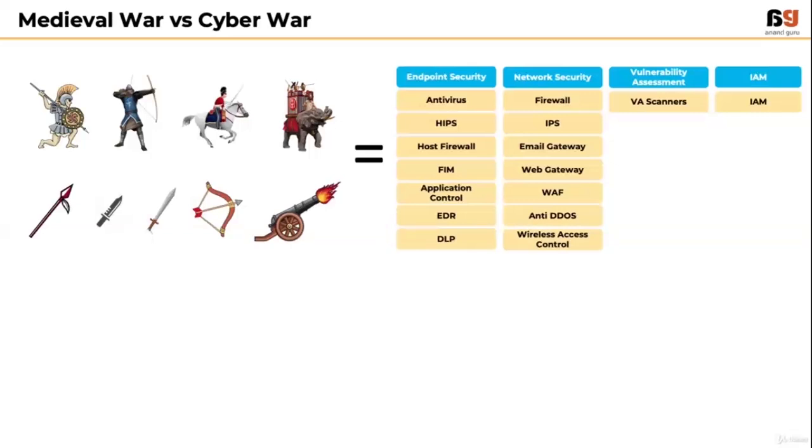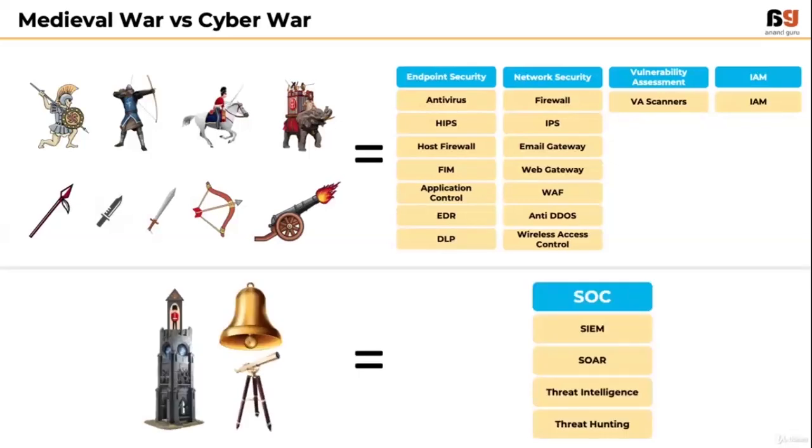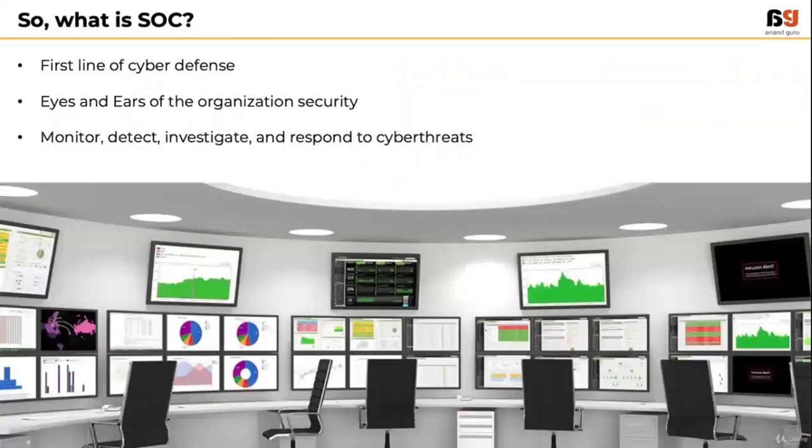So vulnerability assessment security guys, they use the VA scanners, and the SIEM guys. So the SOC guys, what they use is SIEM, SOAR, threat intelligence, and threat hunting. And I think we're going to touch a little bit on all these tools that the SOC guys handle. So what is SOC? SOC is like the first line of cyber defense, the eyes and the ears of the organization's security. They monitor, detect, investigate, and respond to cyber threats. That's your major job. These are your jobs when you are in the SOC environment.